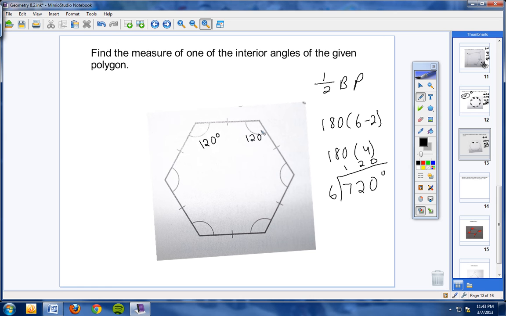So there you go. The answer is 120 degrees. That's the measure of one of the interior angles. If you take 120, all 6 of these, and add them up, you will get 720 degrees. All right? Now please don't miss this.